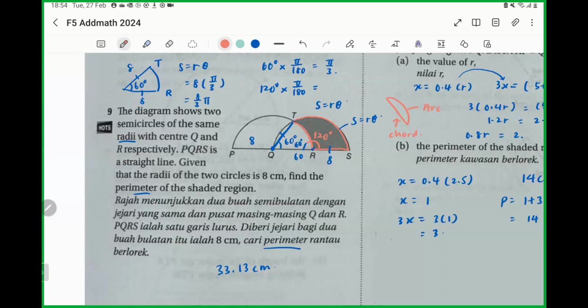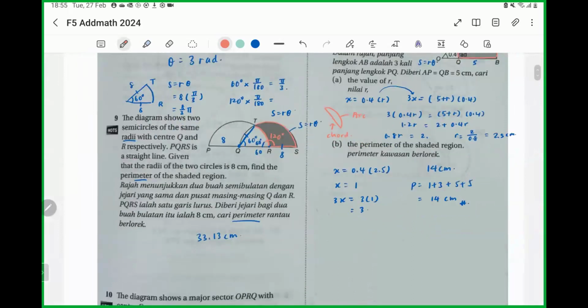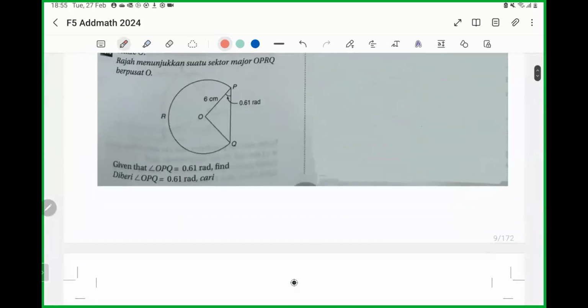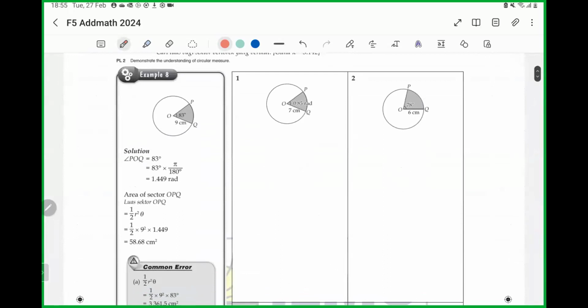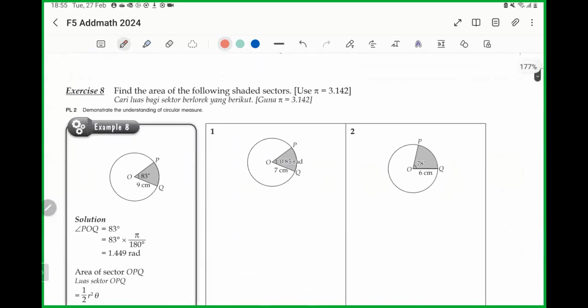Boleh? Okay. So for those who are still blur, digest a bit at home. Due to time constraint, we will need to go to the next one, guys. Last part of this chapter. Don't worry, it's very easy only.